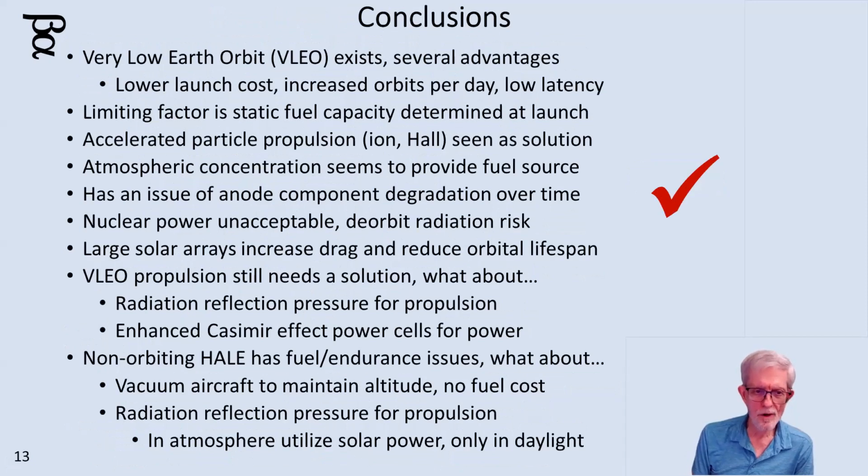So in conclusion, very low Earth orbit does exist, and has several advantages: lower launch costs, increased orbits per day, and low communications latency. The limiting factor is still the static fuel capacity, which is determined at launch. Some see ion or Hall effect propulsion as a solution for satellites, but it still has a fuel tank that eventually runs out. So atmospheric concentration can provide the fuel, but they've got component degradation and power generation issues to deal with. And remember, nuclear power is unacceptable due to the deorbit radiation risk. Large solar arrays for the power that they need would increase drag and reduce the orbital lifespan. They still need a solution.